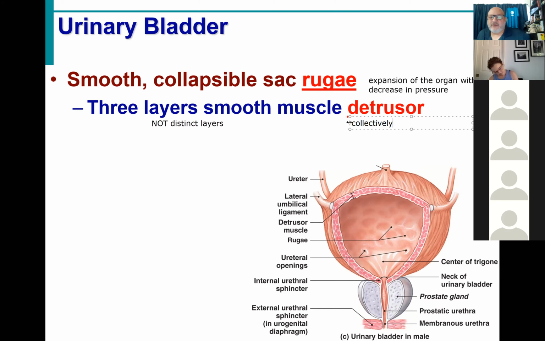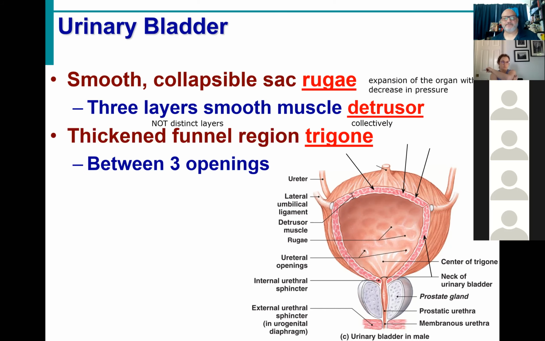So notice here we've got this simple illustration. We see all sorts of bundles, all sorts of fascicles. We can't tell which one's circular, which one's oblique, which one's longitudinal. Just the whole thing collectively is referred to as the detrusor muscle. So we need to know that there are 3 layers to it, but we're not going to be able to distinguish them.